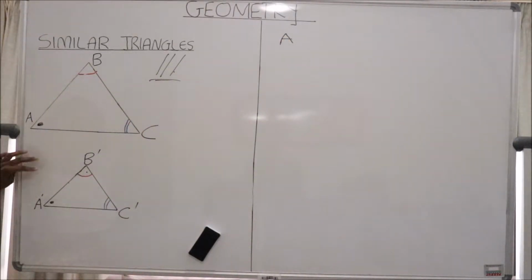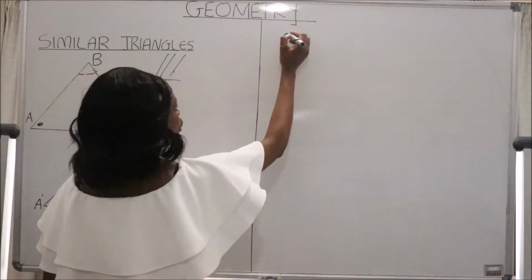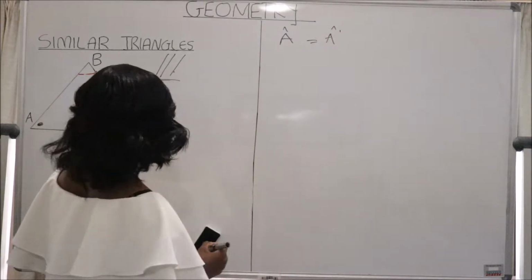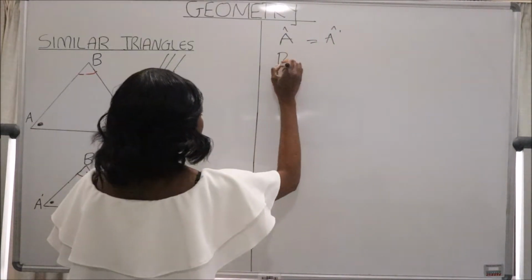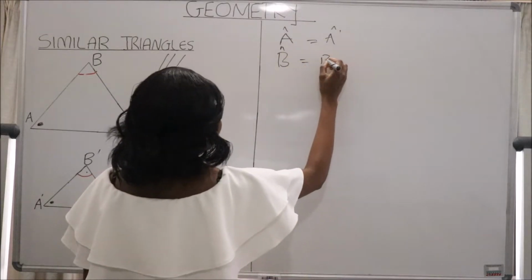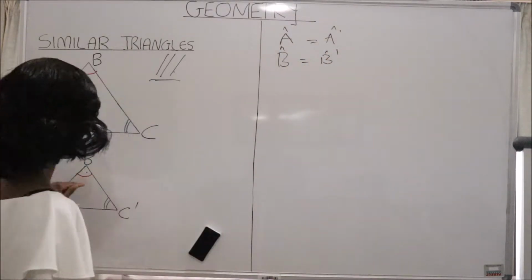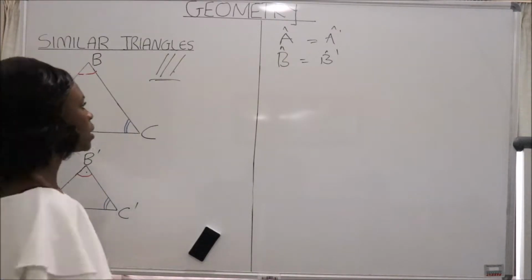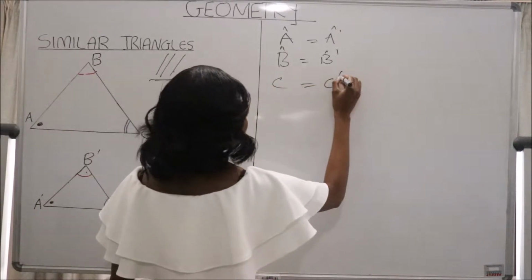So with these two triangles, you can see that this angle, the angle of A, is equal to the angle of A prime. The same with B. Angle of B is equal to the angle of B prime, as you can see with that sign with just one curve. And the angle of C is equal to the angle of C prime.